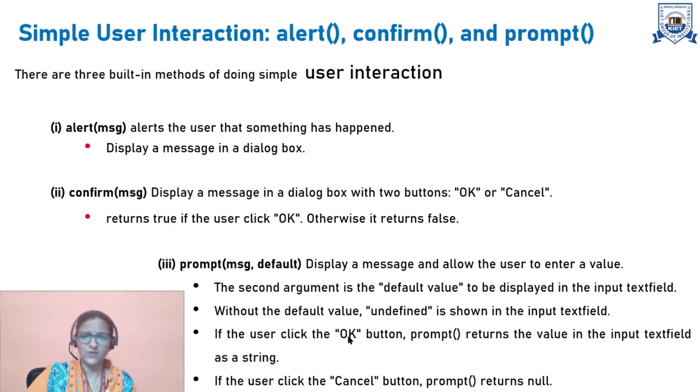Either give any default value or you can put the value yourself. If it is left blank, it will give you undefined. If the user clicks the OK button, this prompt returns the value in the input field, the text field, as a string. Even if we give a numerical value, it is still treated as a string. Later, with the help of other methods, we can convert that string value to an integer value. We have to parse it. And if we click the cancel button, prompt will return null.